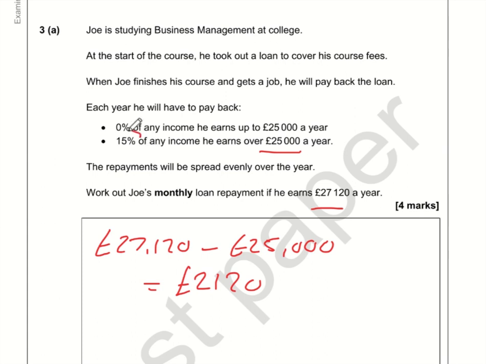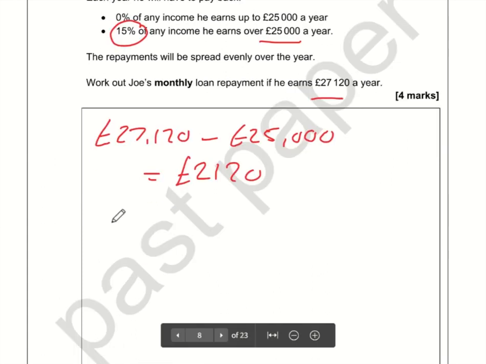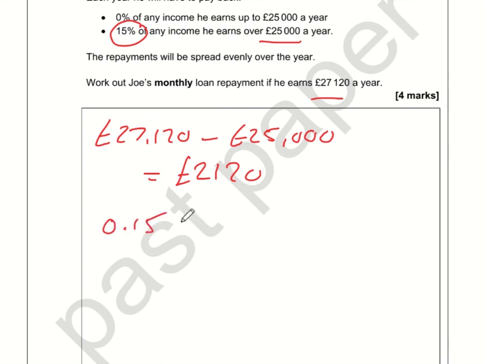So he's going to be paying 15% of this amount. So we're going to multiply this amount by 0.15. 0.15, this is the multiplier for 15%. It is the decimal equivalent of 15%. It is 15 divided by 100. 0.15 times 2,120 is £318. So that is his repayment over the year.